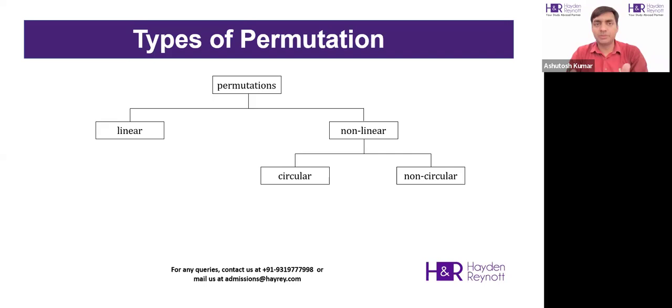Circular permutation is where you have people sitting for a meeting or something in a circle, and if you have to find the number of ways in which you can arrange the people in the circle, that is known as the circular permutation. If it is any other figure, let's say a square or hexagonal figure or something else, that is a non-circular figure, a non-circular permutation in the non-linear segment. Okay, so linear, non-linear. In non-linear, there is a circular and non-circular permutation.